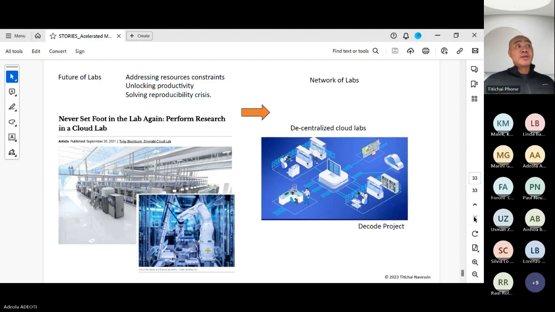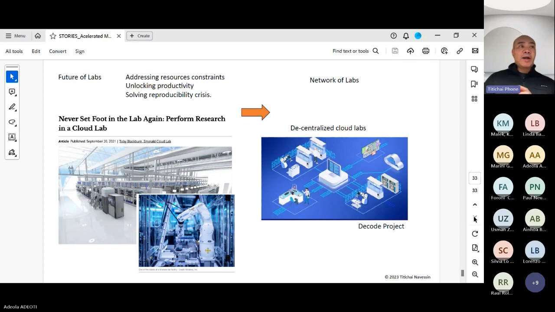This addresses significant resource constraints, and it will unlock productivity and solve the reproducibility crisis that we've seen in science. However, these types of labs are very domain specific. The example that I gave is on catalyst layer design only, the catalyst ink formulation. They're very specific in various fields. So the next frontier is really around networks of labs, or the decentralized cloud labs.